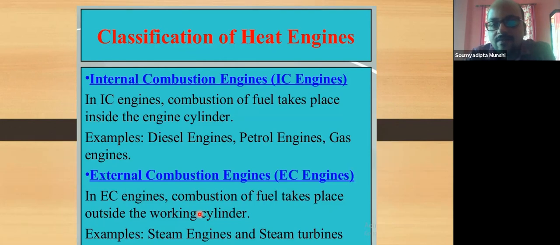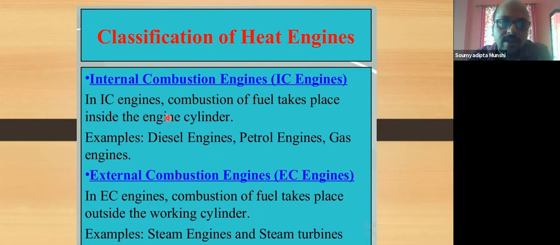From its name itself you can understand the internal combustion engine: the combustion takes place inside it. In an IC engine, combustion of fuel takes place inside the engine cylinder, so that's why it is called internal combustion engine. External combustion engine means the combustion of the fuel takes place outside the working cylinder. That means the combustion chamber is outside, and after the combustion, the heat is transferred to the inside of the EC engine, and then it converts the heat energy to mechanical work.